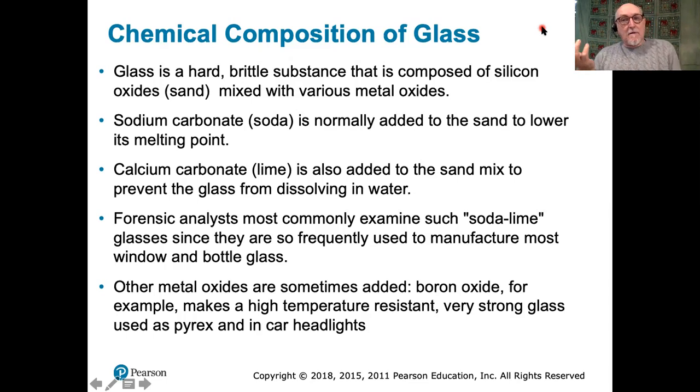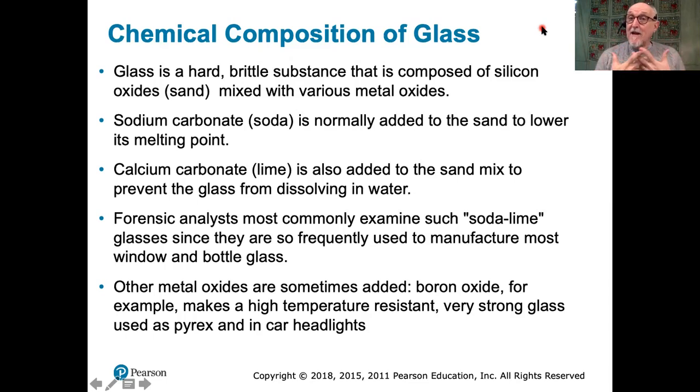Then other metals can be added. For instance, boron oxide makes a very, very high temperature resistant glass. That is typical of glass like Pyrex glass, which you use in the oven. But it also makes the glass very, very tough, and that's often used in car headlights. Glass can also be colored by adding various oxides to it. So depending on what the manufacturer wants to do, a particular recipe of glass may have its own composition.